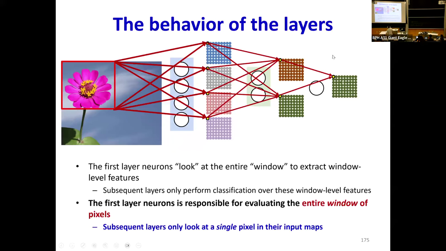Okay. So now, let's see how each of the layers behaves, right? The first layer neurons look at the entire window to extract window-level features. So if you're doing a flower detector, the first layer neurons are all going to look for flower-like features. And the subsequent layers only perform classification over these window-sized features. So the task of detecting flower-like patterns has been entirely assigned to the first layer neurons, who now have to compute all of the features. Subsequent neurons and layers only operate on these features to perform classification.